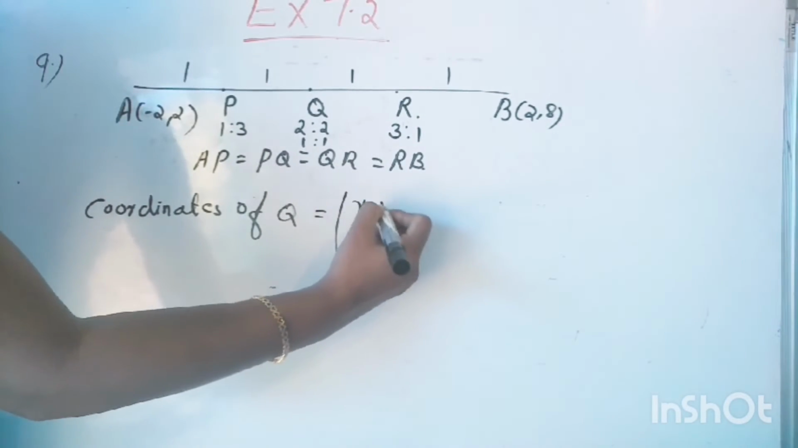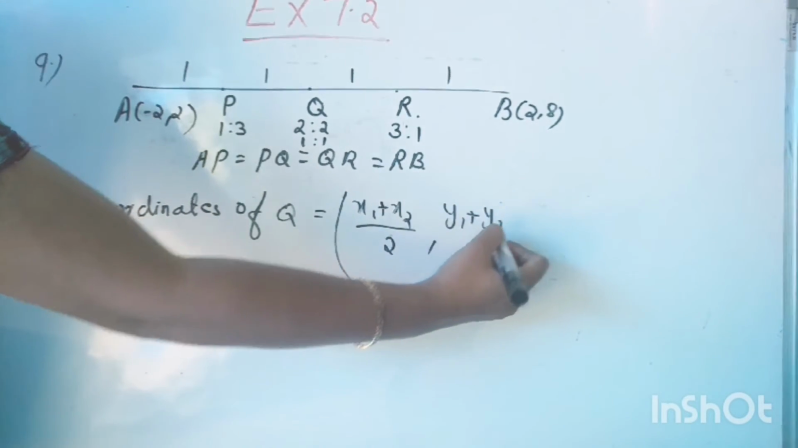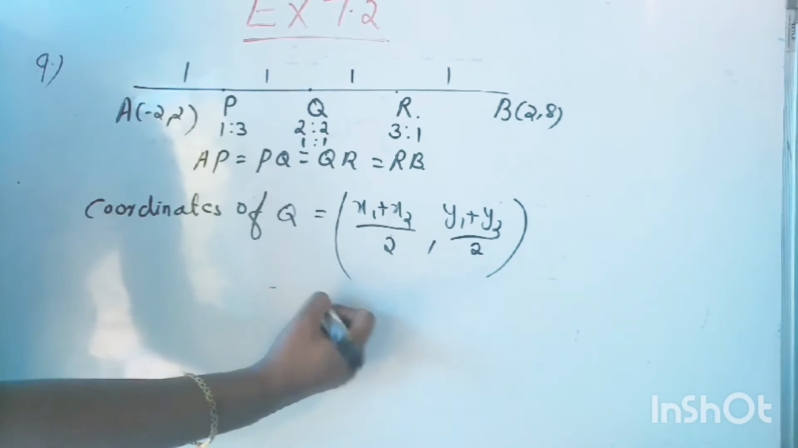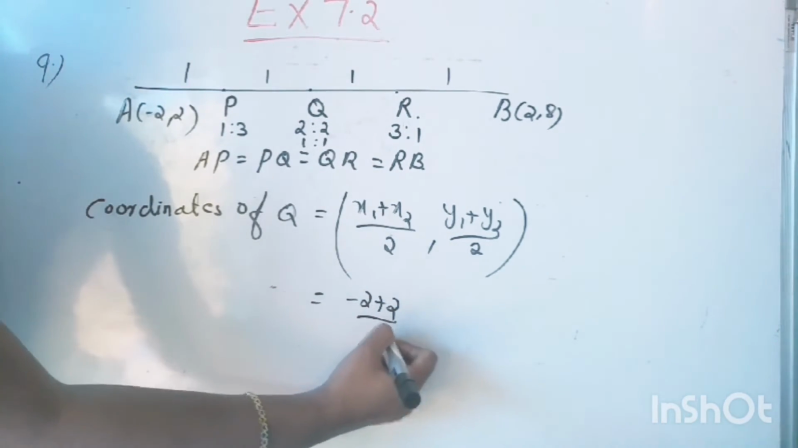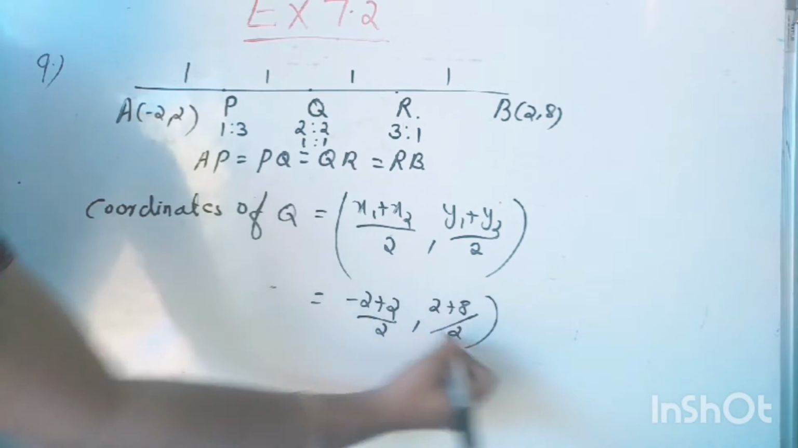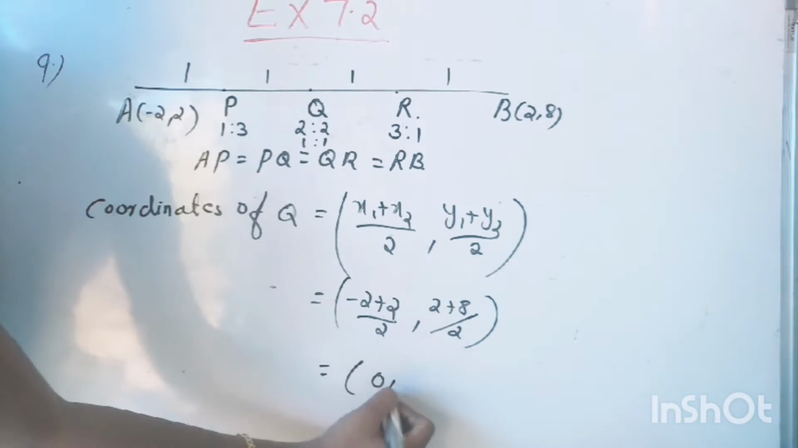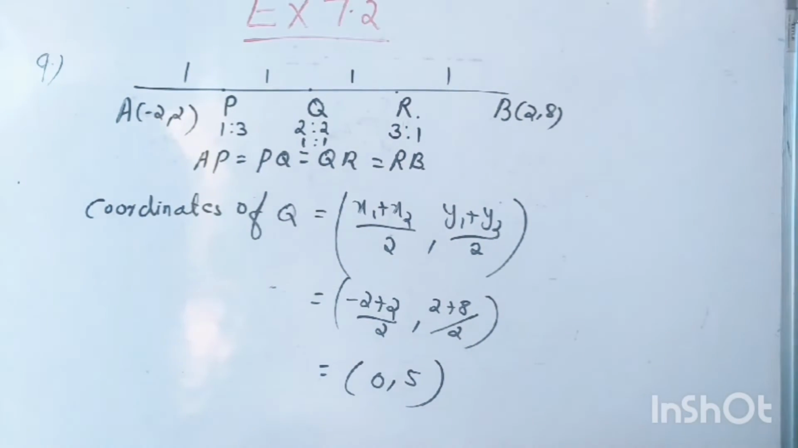Midpoint formula is (x1 plus x2) by 2, comma (y1 plus y2) by 2. That is equal to (-2 plus 2) by 2, comma (2 plus 8) by 2, which is equal to (0, 5). 2 plus 8, we will get 10. 10 by 2 is 5. So the coordinates of Q is the ordered pair (0, 5).